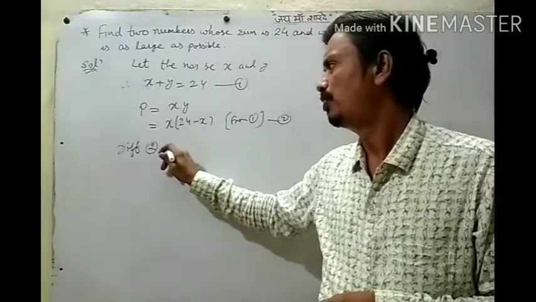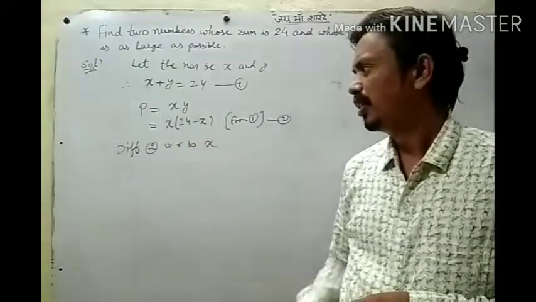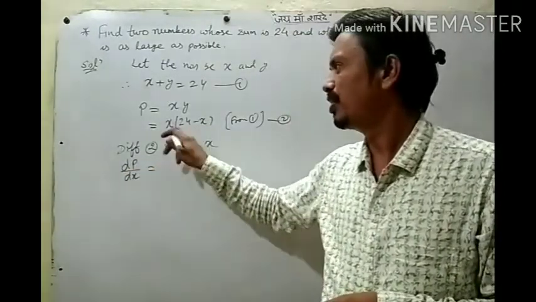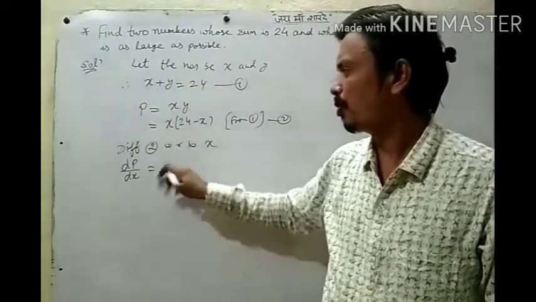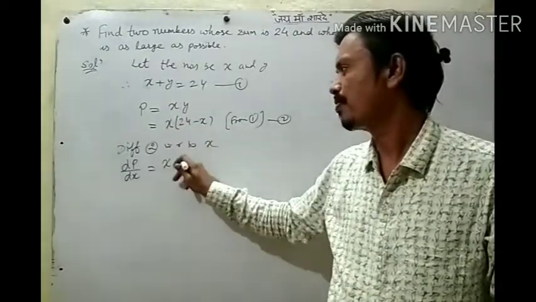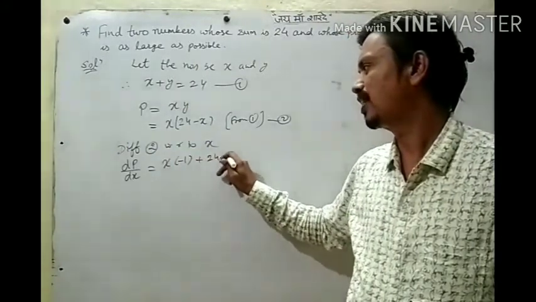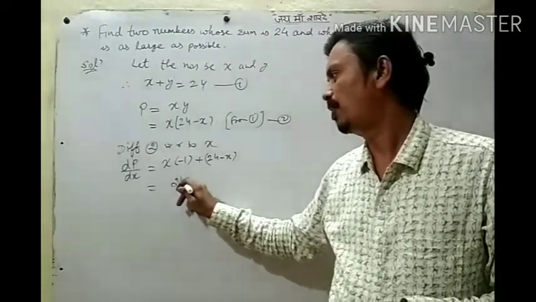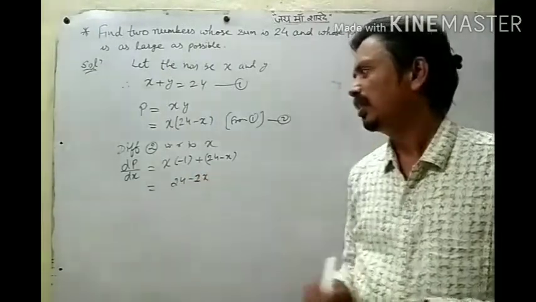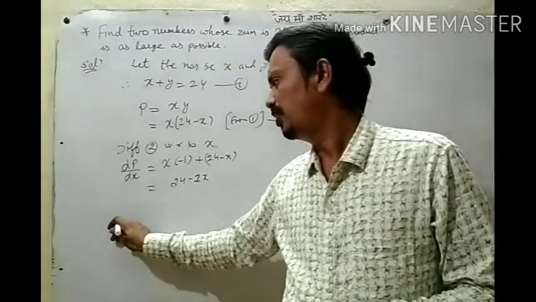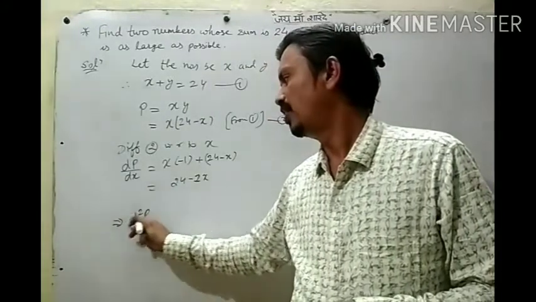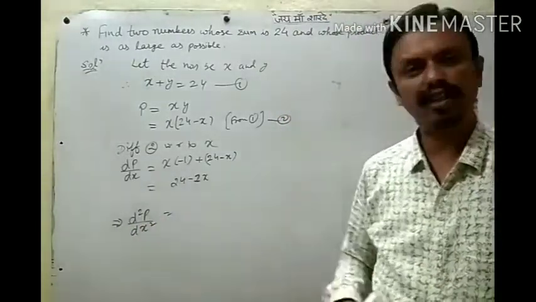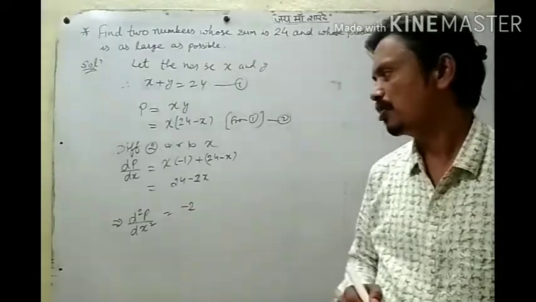So differentiating 2 with respect to x. So dp by dx will be, now apply product rule, or you can simplify this. We apply now product rule. So x as it is, its derivative minus 1, plus 24 minus x as it is, its derivative 1. So we get minus x plus 24 minus x, that is 24 minus 2x. This is our first derivative. Again, if you differentiate, because if we apply second derivative test, we need second derivative also. So we can find second derivative also. So it will be minus 2.